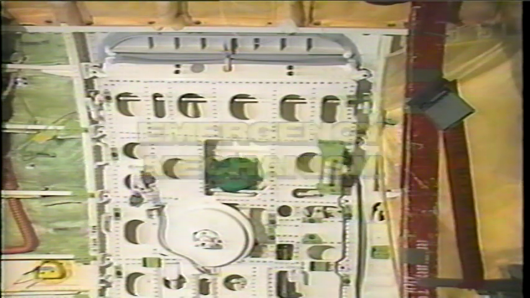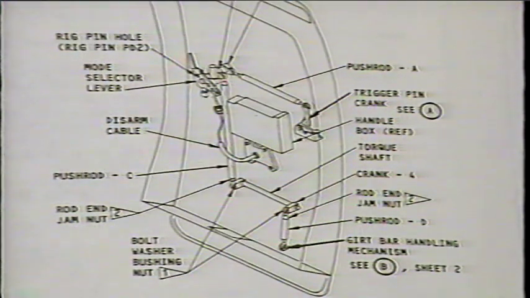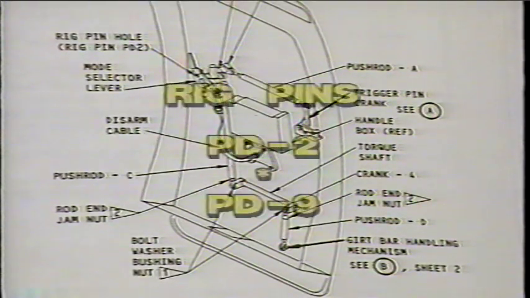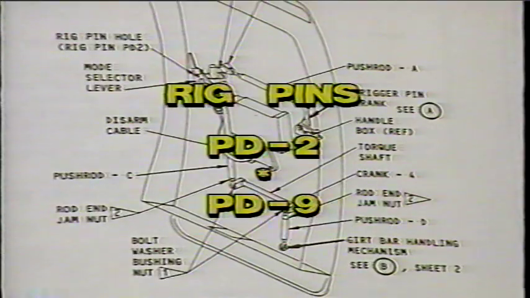Next, adjust the door emergency mechanism. The door emergency mechanism adjustments apply to the disarm cable, the emergency power assist trigger pin mechanism, the linkage between the mode selector lever and the girt bar handling mechanism, and the mode select lockout mechanism. Note that the adjustment procedures are different for each door. This module will show door 1 left. Rig pins PD2 through PD9 are used in this procedure.